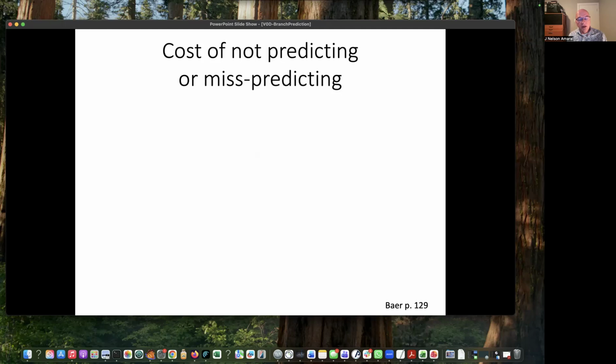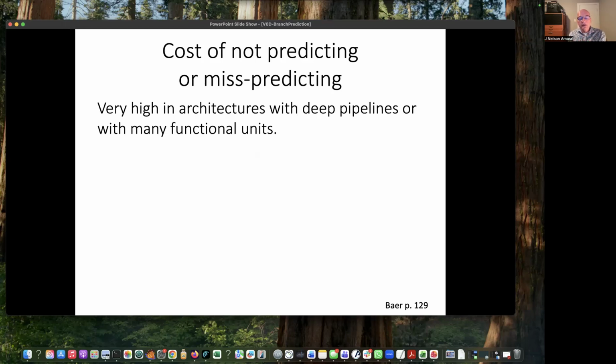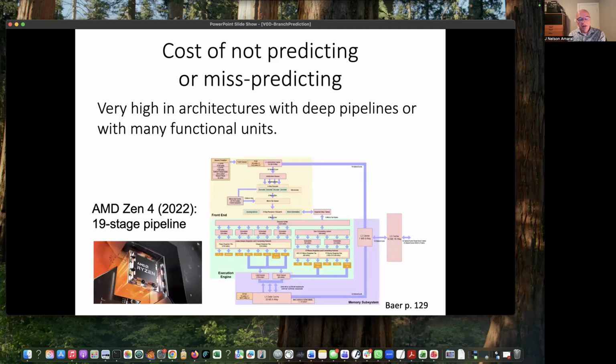What is the cost of not predicting or mispredicting a branch? If we have architectures with deep pipelines and with many functional units, the cost is very high. For example, the AMD Zen 4 is an architecture from around 2022. The pipeline for execution of instructions has 19 stages. So the branch will take many cycles to be executed.